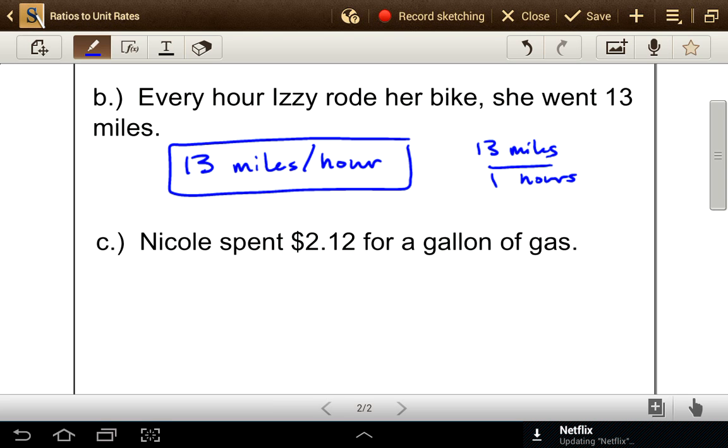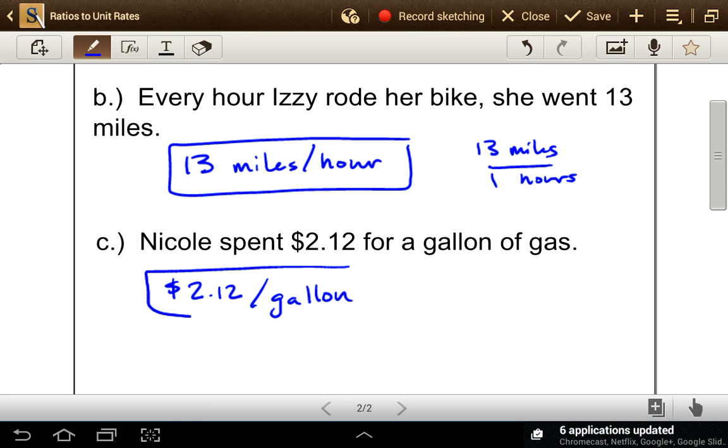Okay. Nicole spent $2.12 for a gallon of gas. What's the unit rate? Well, that's going to be $2.12. So the label is going to go in front. Per gallon. That is her unit rate. $2.12 per gallon. What does that mean? That means for every gallon of gas she buys, it costs her $2.12. Okay? If you need to pause, go ahead. Otherwise, I'm moving on to my next screen.